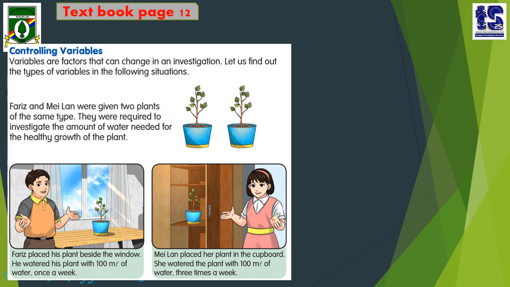Look, Faris placed his plant beside the window so that his plant will get enough sunlight, and he watered his plant with 100 milliliters of water once a week, while Melan placed her plant in the cupboard, so her plant won't get any sunlight. Then she watered the plant with 100 milliliters of water 3 times a week.